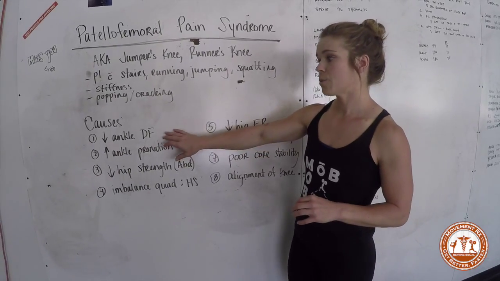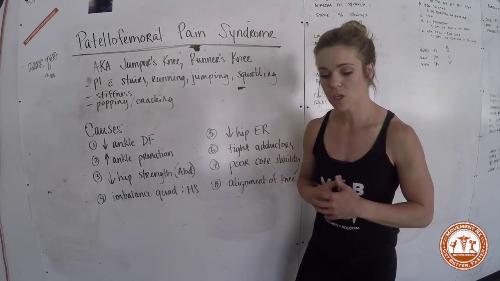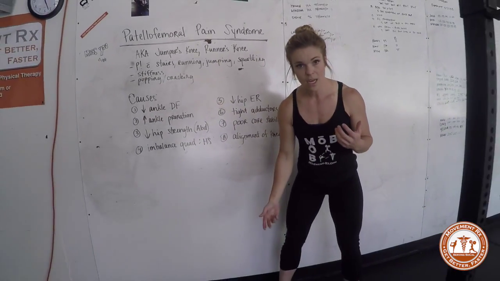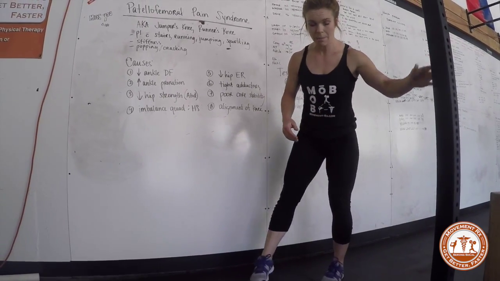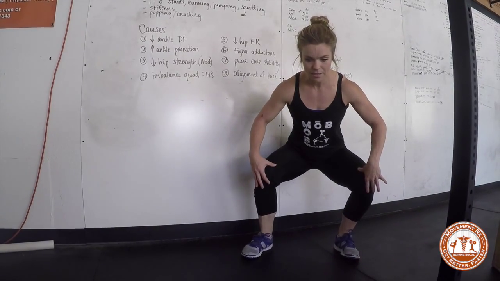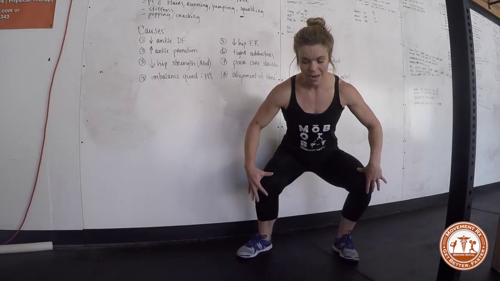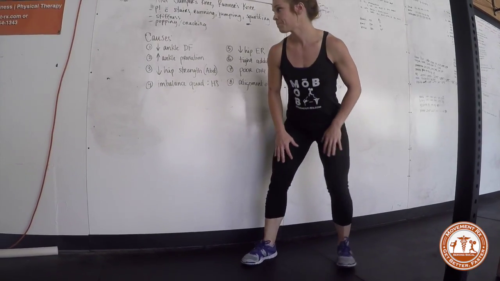So the first one is decreased ankle dorsiflexion. So when we're going into that squat position, if we don't have adequate ankle range of motion, so my ability to flex my foot up, okay, if I don't have adequate range there, what typically happens is my toe will flare out and then my knee will collapse in. So a lot of extra strain through that knee, okay?